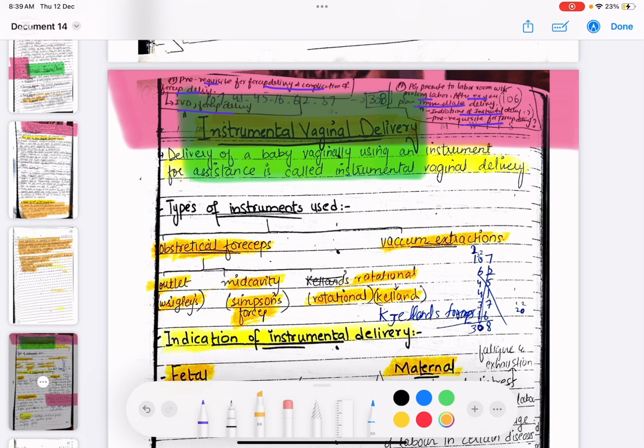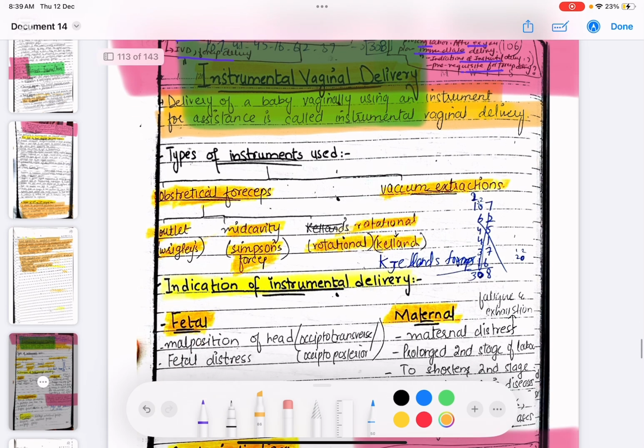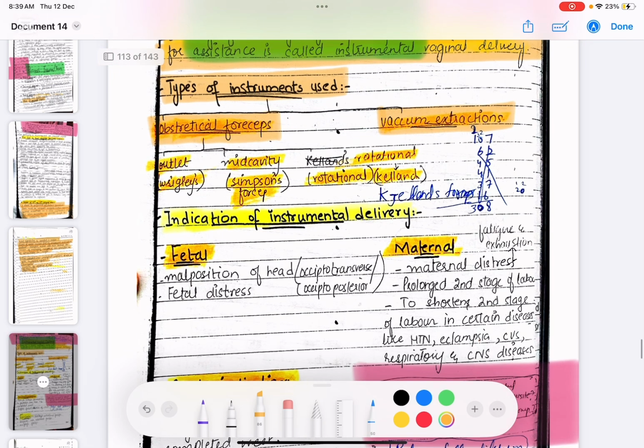So instrumental delivery, the delivery of a baby vaginally using an instrument for assistance, is called instrumental vaginal delivery. The types of instruments used are obstetrical forceps and vacuum extraction. The obstetrical forceps are outlet forceps, which is called Wrigley's, mid-cavity forceps, which are Simpson's forceps, and the rotational forceps, which are Kielland's. Okay, now indications of instrumental delivery are fetal and maternal.